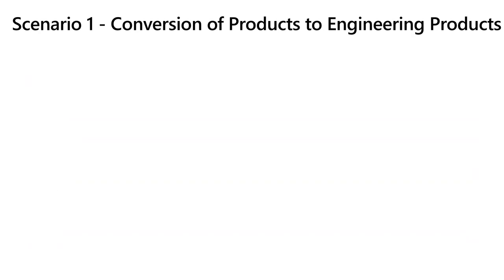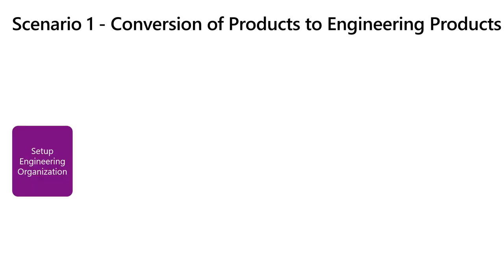Now let's go through the first scenario. What should be the process and key considerations when you're planning to convert the existing products to engineering products? First, set up the engineering organization. You want to make sure you have a legal entity which is set up to maintain your engineering products. You want to keep the engineering product management function in a separate organization where you only manage the products and don't perform any transactions.